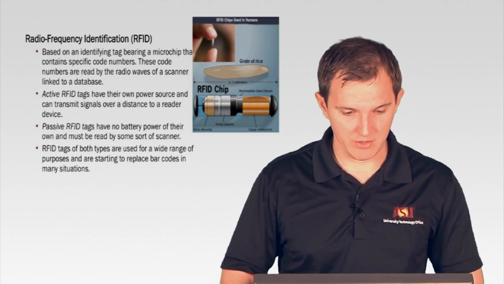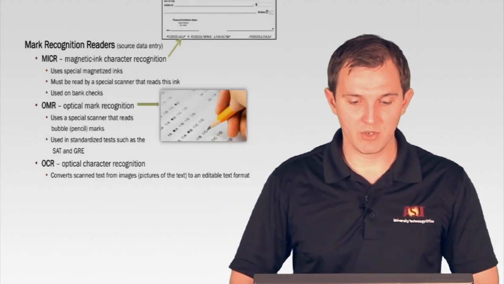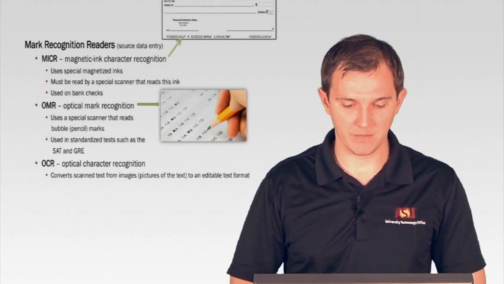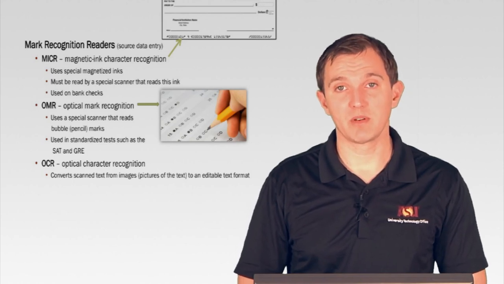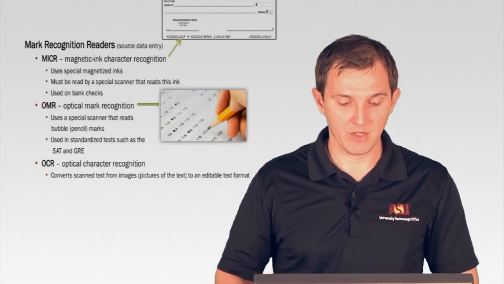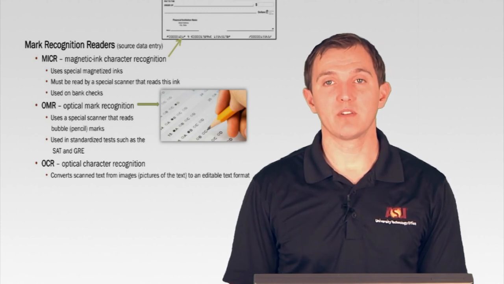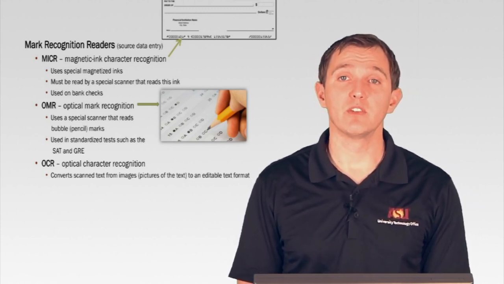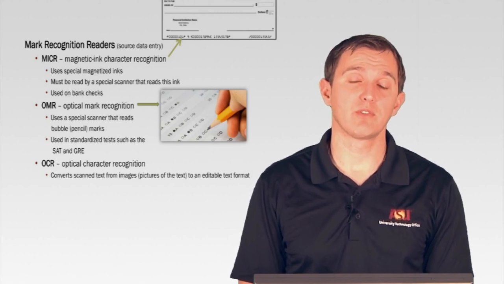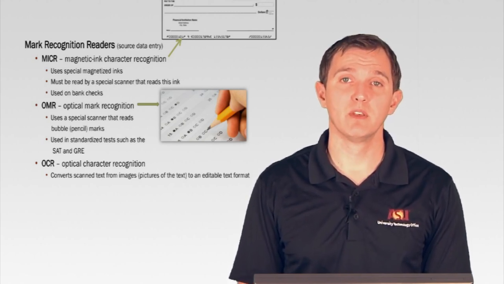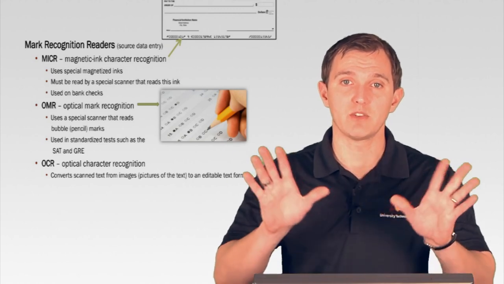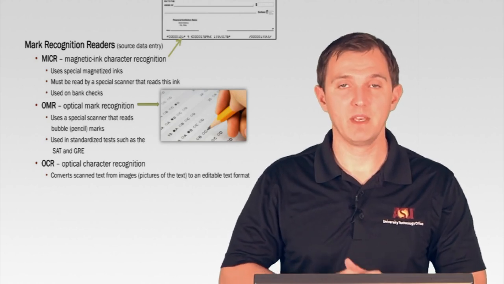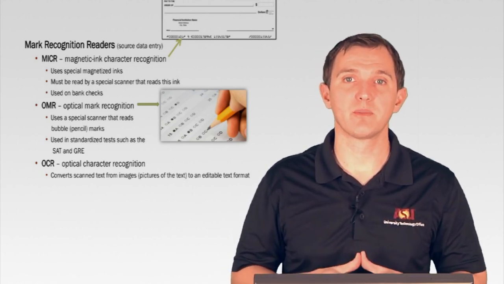Anyway, moving forward, mark recognition readers: magnetic ink character recognition, as you can see, is on the check here. OMR, optical mark recognition, such as on Scantron devices. And OCR, optical character recognition, perhaps the one that I find the most interesting. OCR technology is used for scanning old books, digitizing old books. A whole page of perhaps old English text can be scanned by OCR, and those letters can be recognized and digitized.